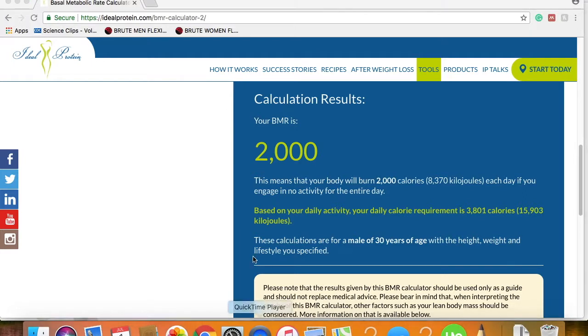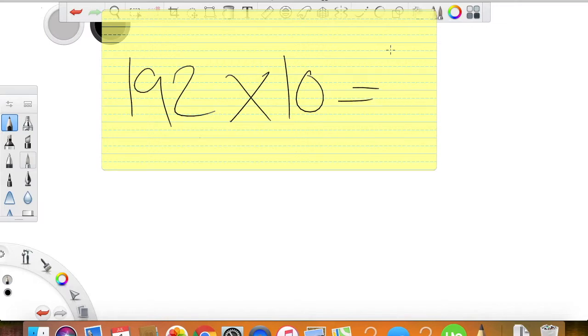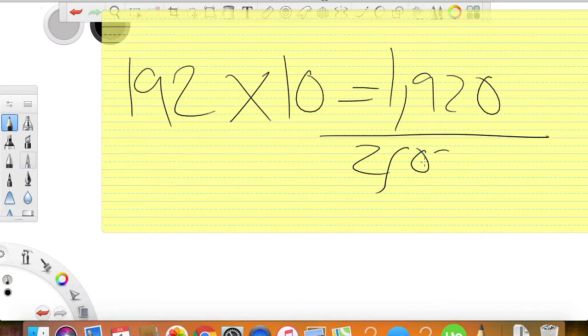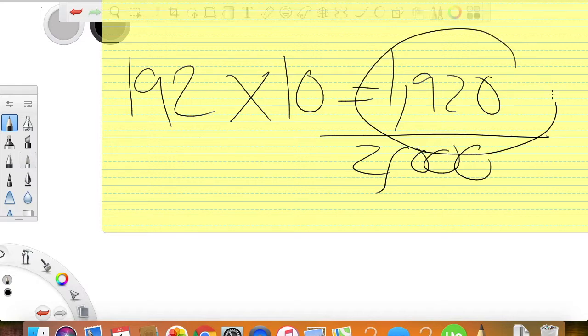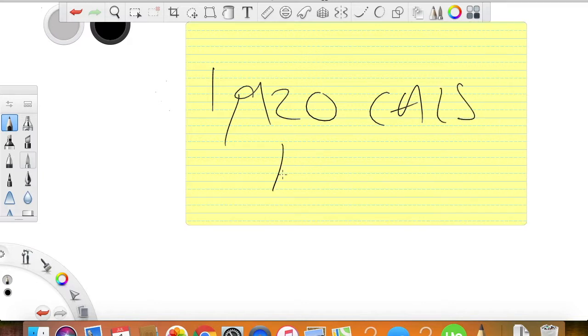So the fast way to do this, we'll use me for an example, is I weigh 192. The fast way is to times this by 10. You're going to get 1,920, which is pretty close to that 2,000 that we just saw. It's actually just a little bit more accurate and is going to help you better for weight loss for sure. However, this 80 calorie deficit isn't going to make that much of a difference unless you're a physique competitor. So this 1,920 calories per day is my BMR that we got from the 192 times 10.